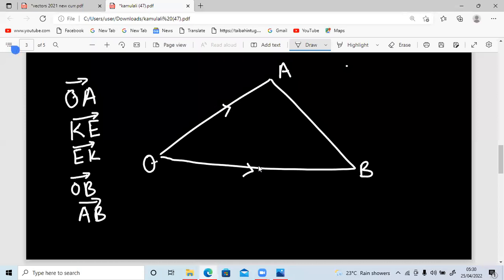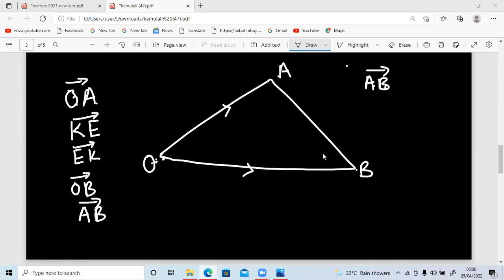So here, in case I want to get my vector A to B, AB is what we call a displacement vector. A displacement vector is one that is expressed in terms of position vectors. Whenever you see O and a letter, that qualifies to be called a position vector because it is starting from the origin. So O to A is a position vector, O to B is a position vector. When I have A to B, A to B is a displacement vector.